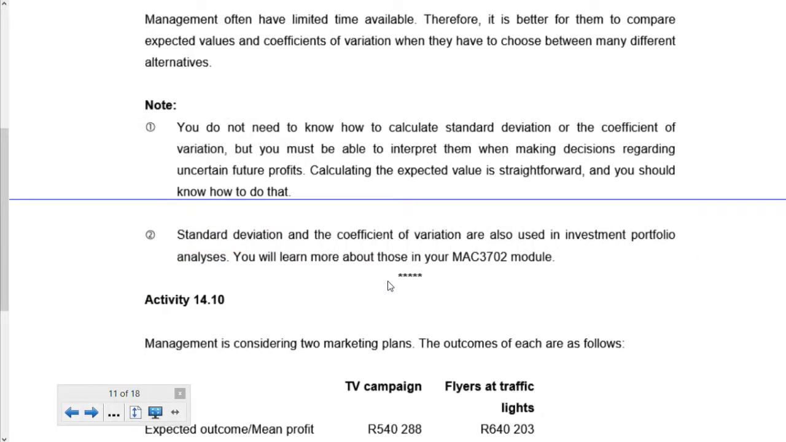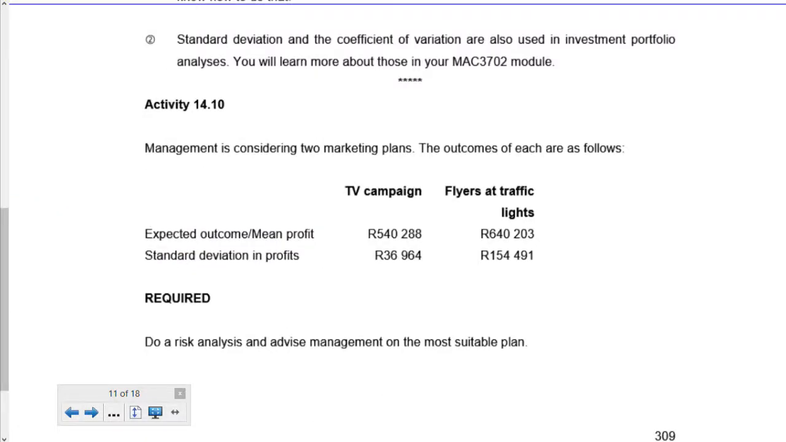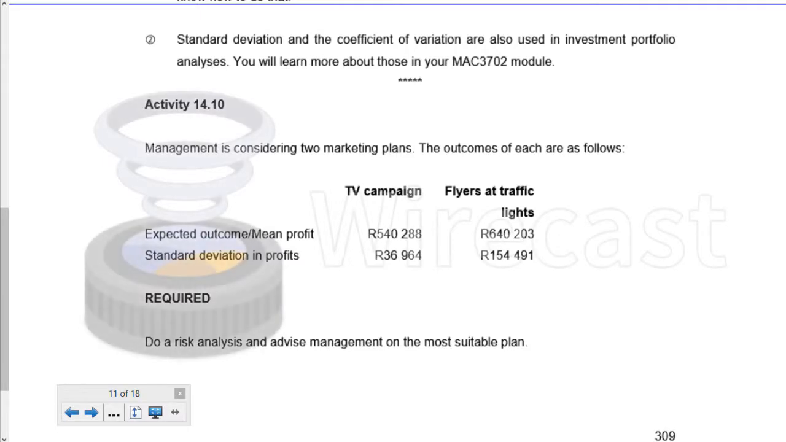So here's an example of something where you would have to do an analysis. You see they give you the expected outcome and they give you the standard deviation, and then they want you to discuss. They say management is considering 2 marketing plans. The first marketing plan is a TV campaign, advertise on TV. If I advertise on TV, the expected profit that I expect is 540,288. They did that through various probabilities, isn't it?